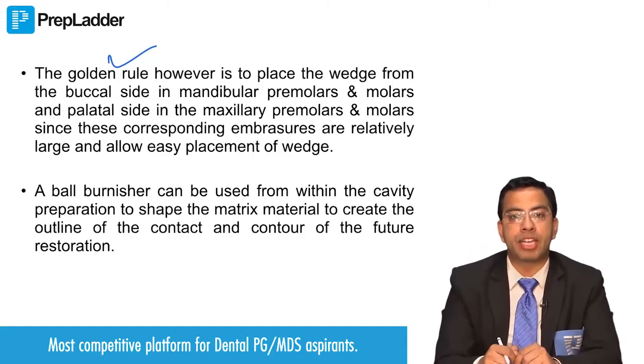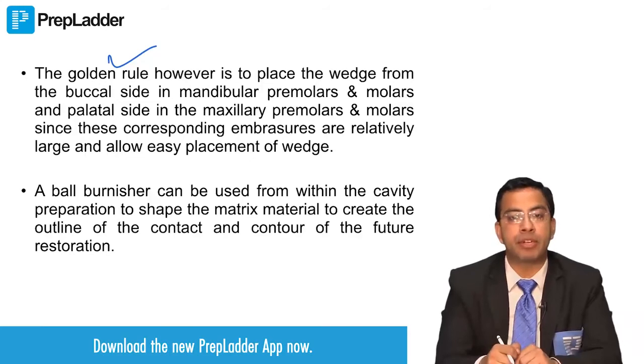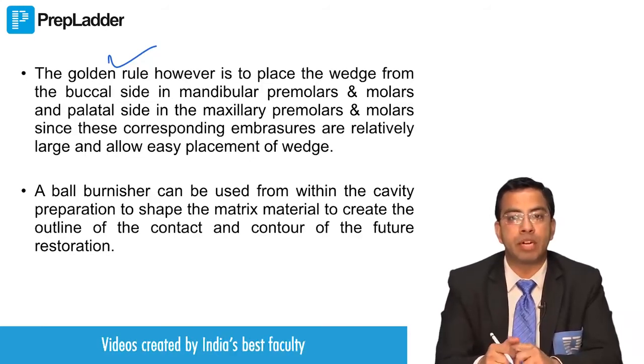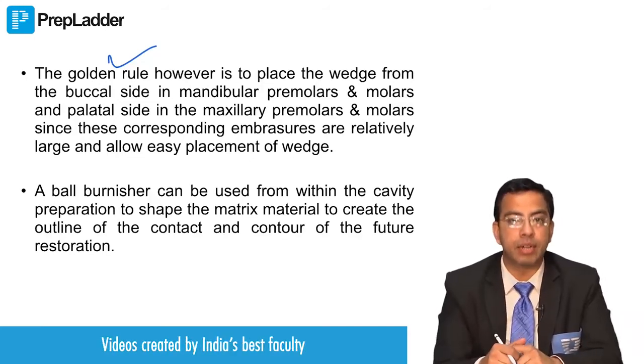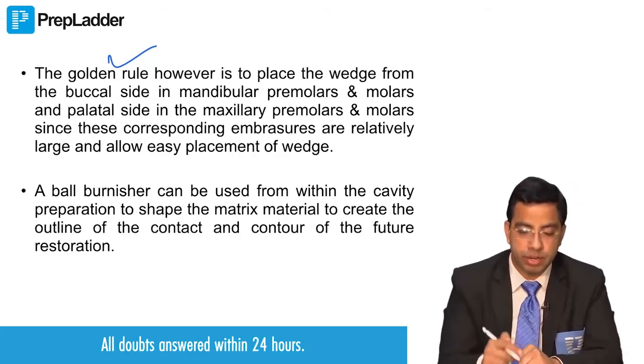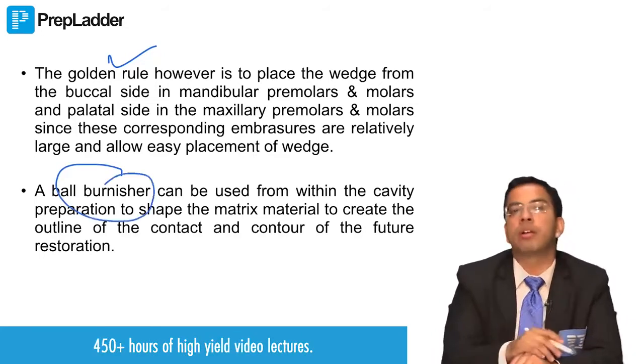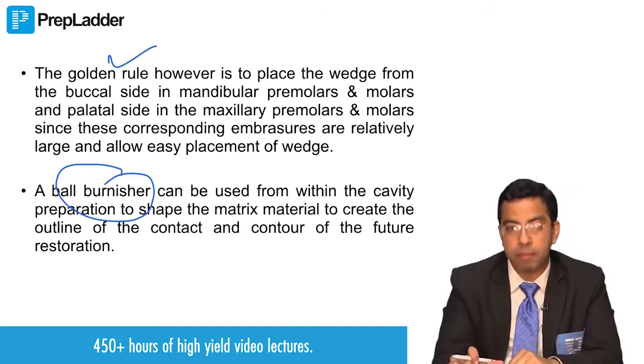A ball burnisher can be used from within the cavity preparation to shape the matrix material to create the outline of the contact and contour of the future restoration. So, you can contour your matrix band using a ball burnisher.